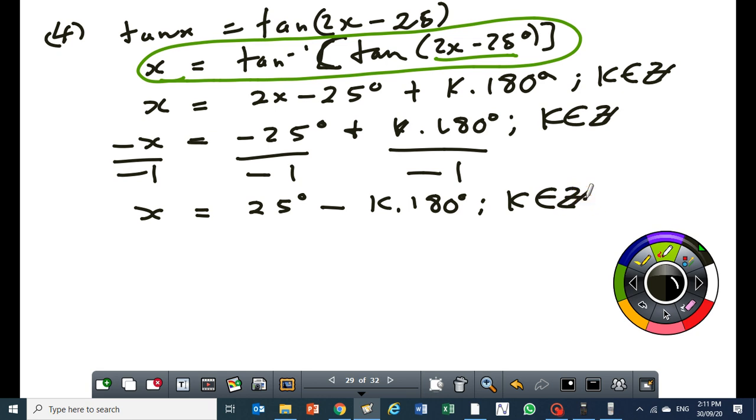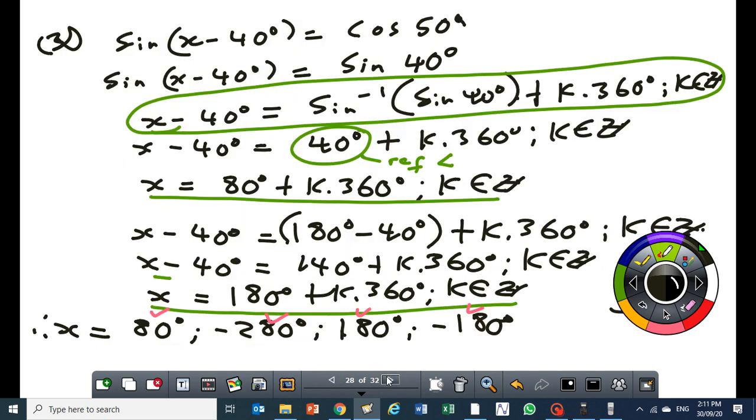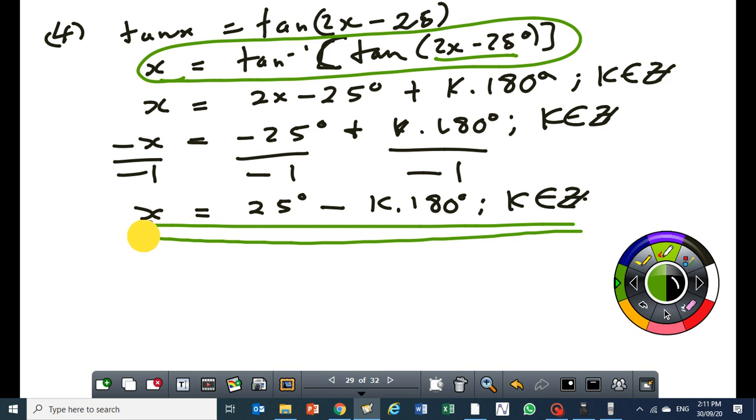What does the question want us to find? The general solution. So you just stop there. This will be your final answer. We are not finding actual values of x. So you just stop there.